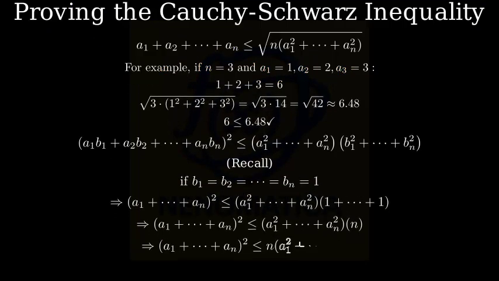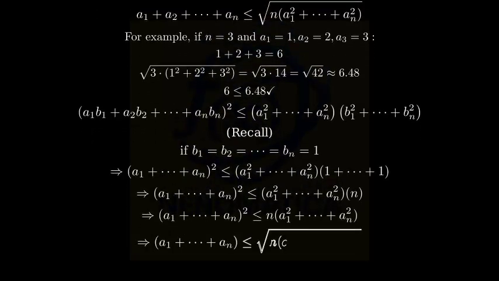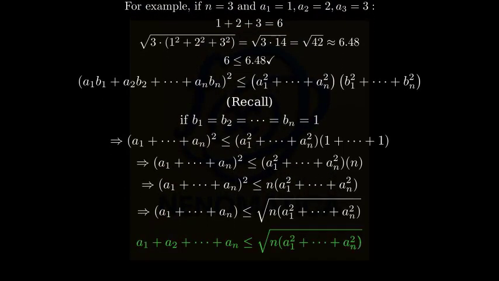So our inequality becomes the square of a1 plus ... plus an is less than or equal to the sum of squares times n. Finally, we take the square root of both sides. Since we're dealing with non-negative values, taking the square root preserves the inequality, and we get our original inequality that we wanted to prove: a1 plus a2 plus ... plus an is less than or equal to the square root of n times the sum of a1 squared plus ... plus an squared.